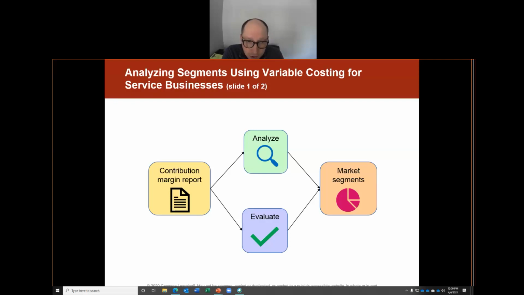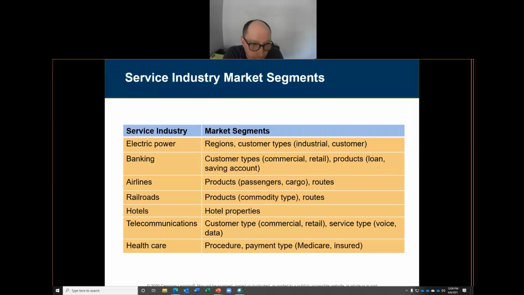What do managers do? We look at these types of reports. We analyze and evaluate the information that helps us to identify our market segments. And you can do this with pretty much any company. This type of reporting is useful for any company. This gives you an idea of what market segments belong to which kind of service industries.